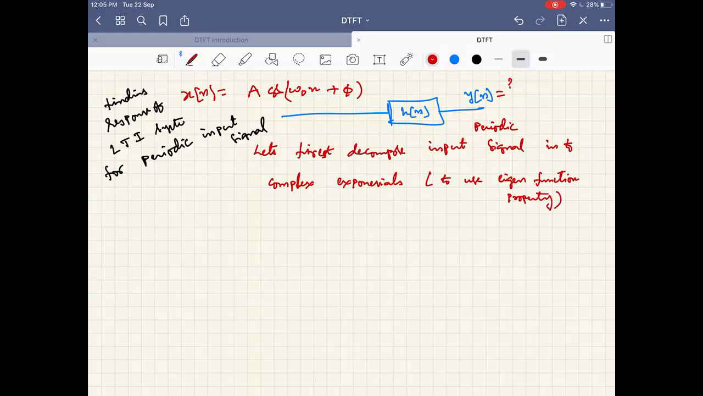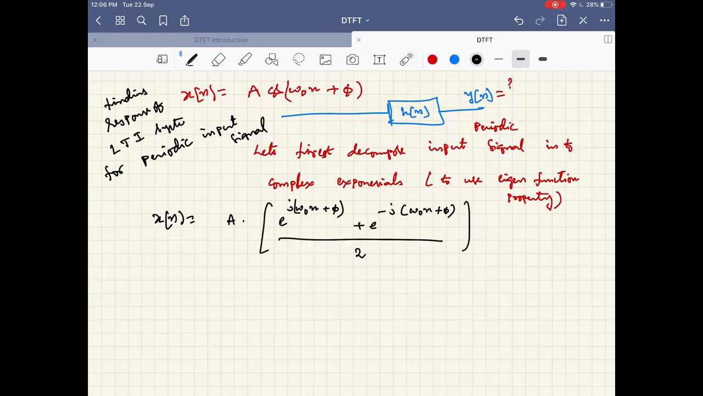Okay, this is what we are doing. Let us now decompose this x of n into... how do I decompose? cos(omega naught n plus phi) equals e power j (omega naught n plus phi) plus e power minus j (omega naught n plus phi), divided by 2. Okay, this is the expansion for cos, as you know, in complex exponentials.